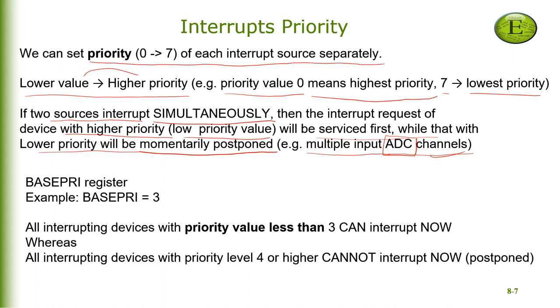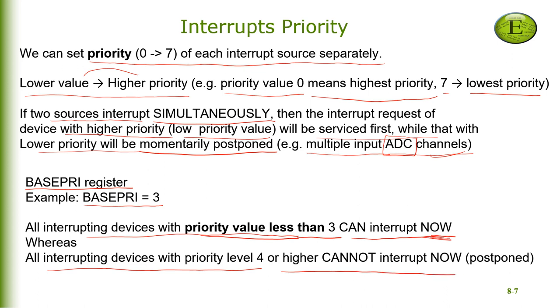Returning to the significance of the base priority register, let's take an example. Now that we understand the concept of interrupt priority, if the base priority register is set equal to 3, it means that all interrupting devices with a priority value, and this is the priority value, not the actual priority, less than 3 can interrupt the microprocessor at this point. And those devices whose priority level is set to 4 or higher cannot interrupt the microprocessor. So this BASEPRI value really controls whose interrupt will be serviced at this point, or whose interrupt is going to be postponed.